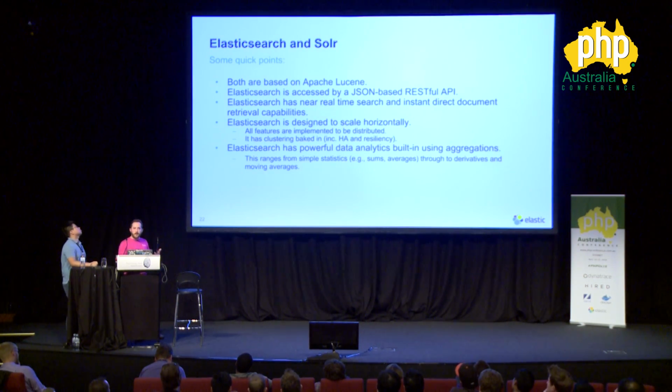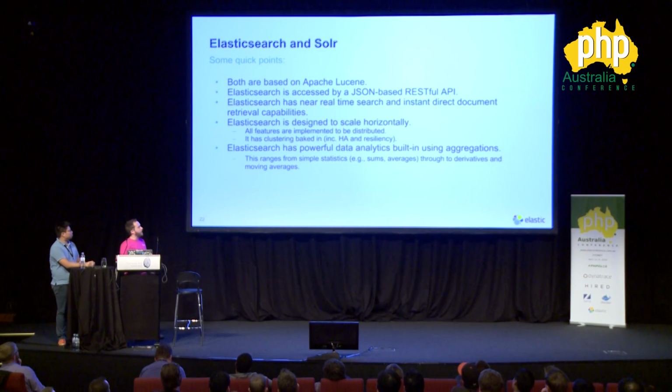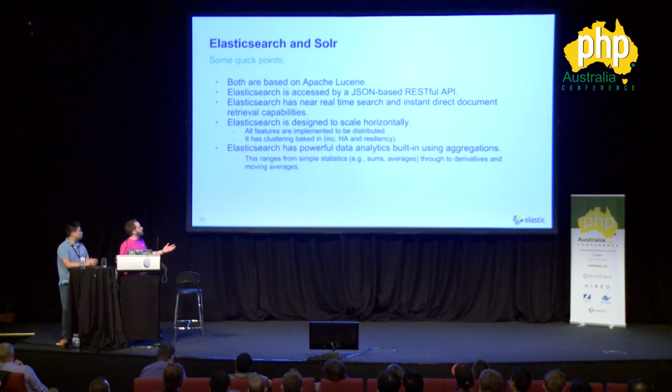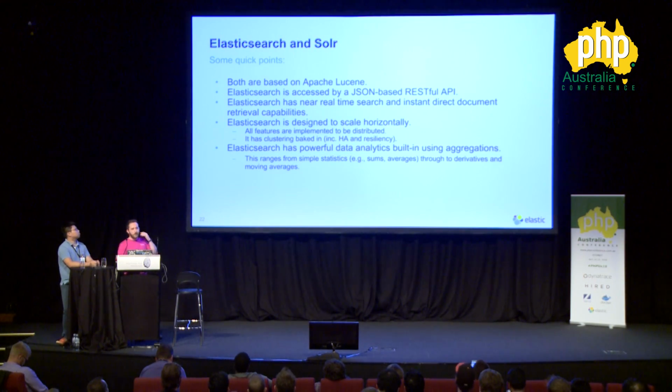So it's a really nifty feature of Elasticsearch. Now, just to compare against some other familiar things. Who's used Solr? That's one which is used as a search engine for various websites and things like that. Solr is also based on Apache Lucene, and Elasticsearch is based on Apache Lucene. We both use that. We use a JSON-based API, and I think they use a sort of XML schema. We provide near real-time search and instant direct document retrieval capabilities.